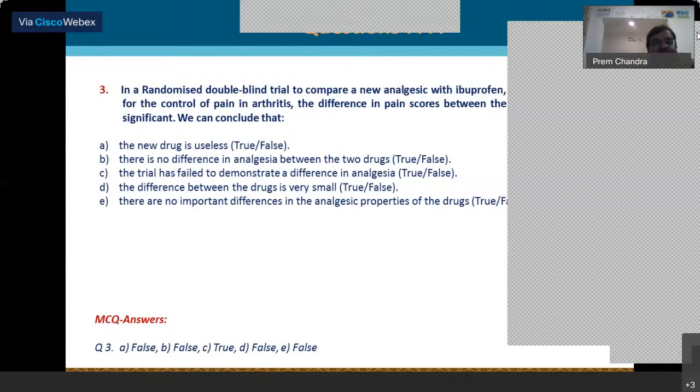And this should help you when you start reviewing the results section of any RCT article. You get to know whether the results are really consistent with the design, with the method, with the conclusion.